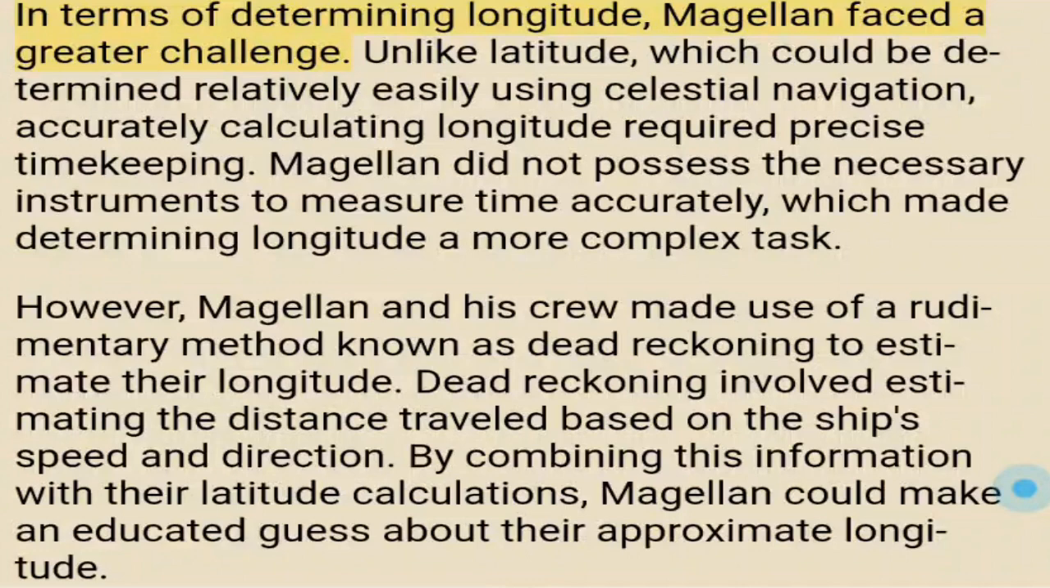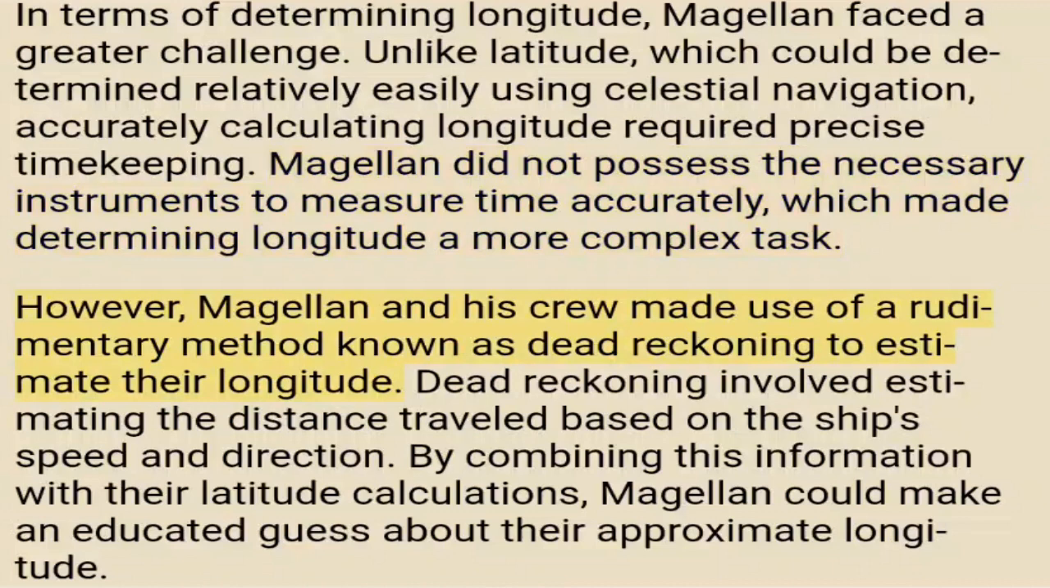In terms of determining longitude, Magellan faced a greater challenge. Unlike latitude, which could be determined relatively easily using celestial navigation, accurately calculating longitude required precise timekeeping. Magellan did not possess the necessary instruments to measure time accurately, which made determining longitude a more complex task.